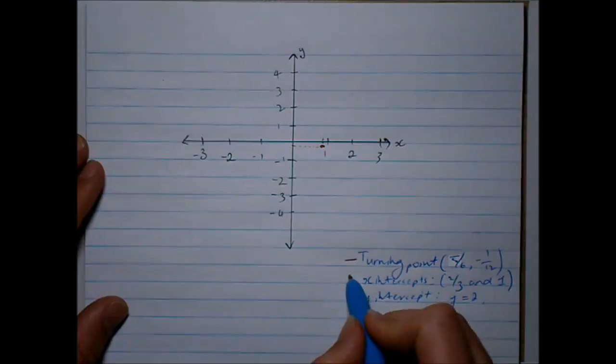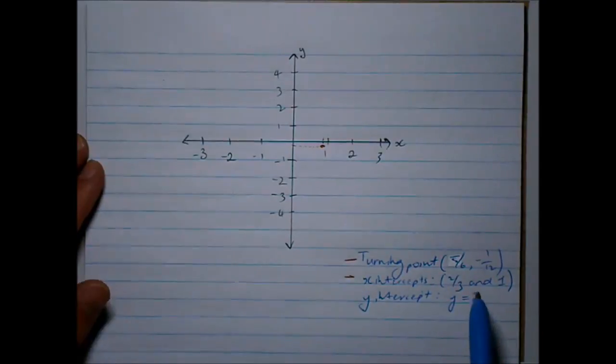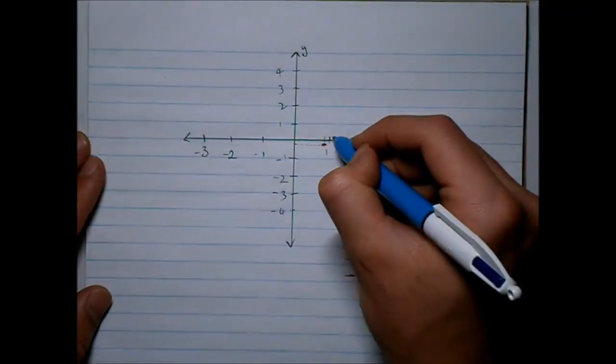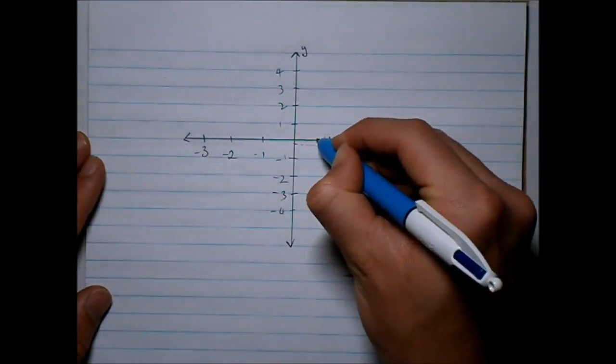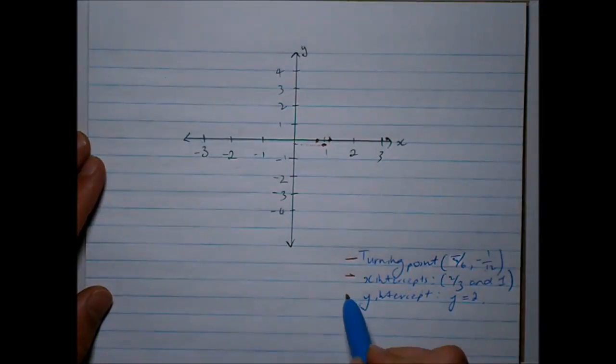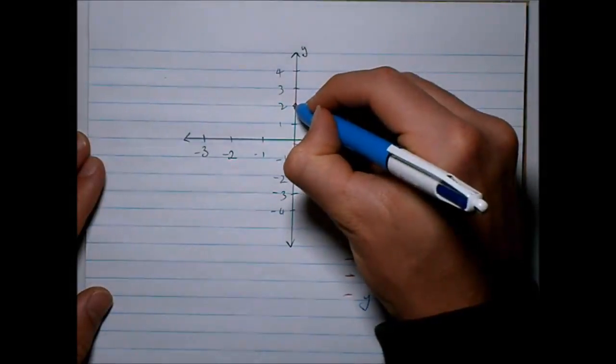Now we go to our x-intercepts. We can see that our graph intercepts the x-axis at 2 on 3 and 1. So there's 1, and 2 on 3 is about there. All right, and finally our y-intercept. Our y-intercept is at y equals 2. So put that on there as well.